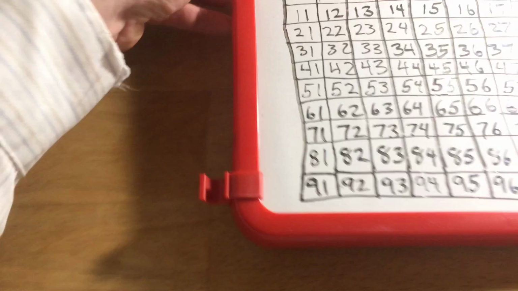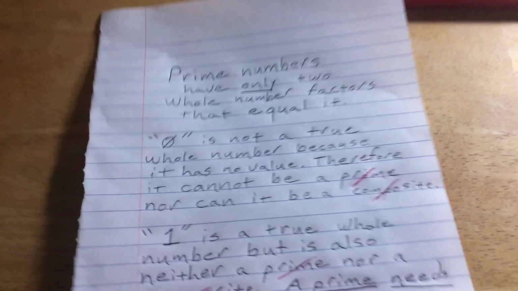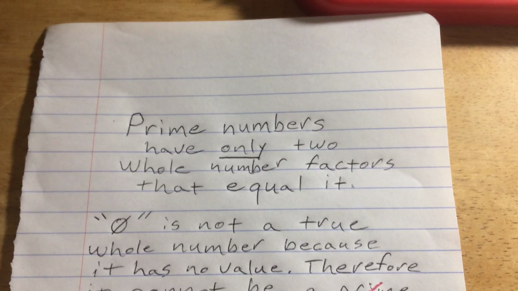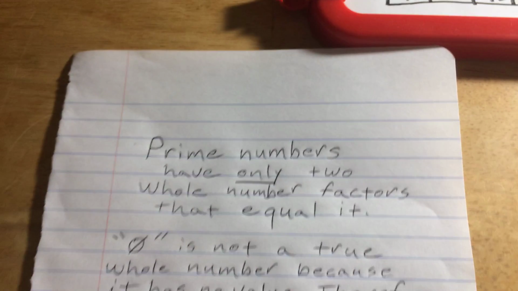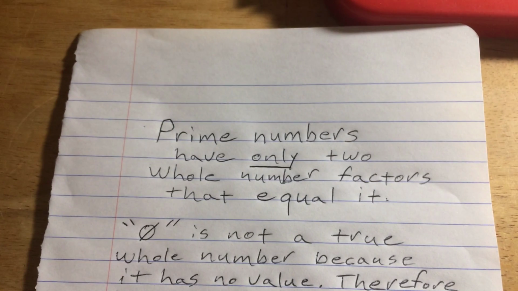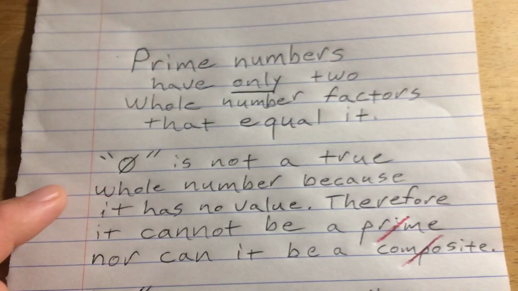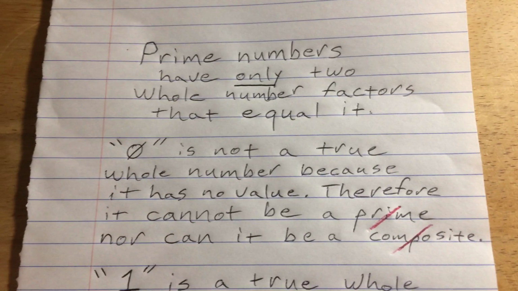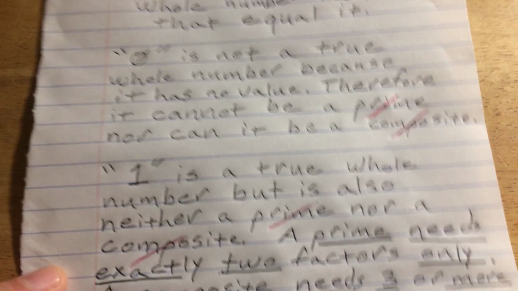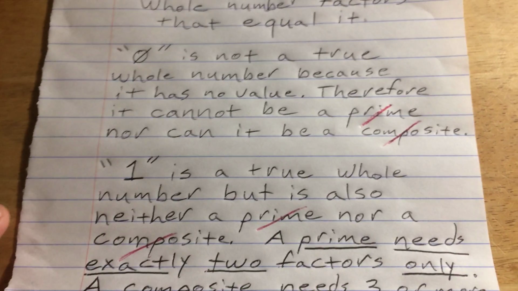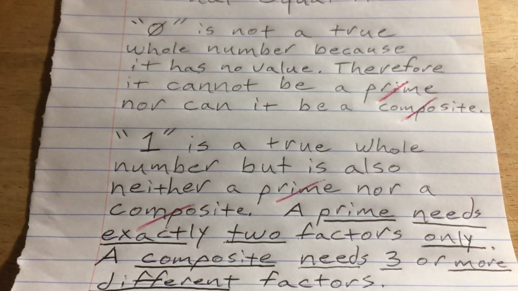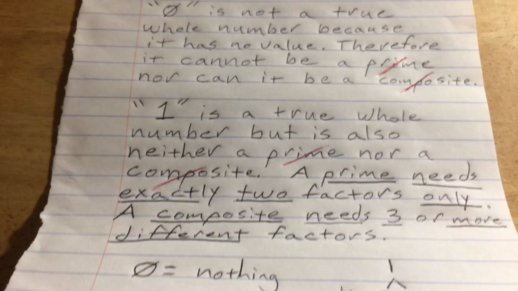Put this to the side for right now, and let's talk. Okay, so a prime number: prime numbers only have 2 whole number factors that equal it, and so we're only referring to whole numbers, not 0. 0 is not a true whole number because it has no value. Therefore, it cannot be a prime number, nor can it be a composite number. 1 is a true whole number, but it is also neither a prime nor a composite. A prime needs exactly 2 factors only. A composite needs 3 or more different factors.